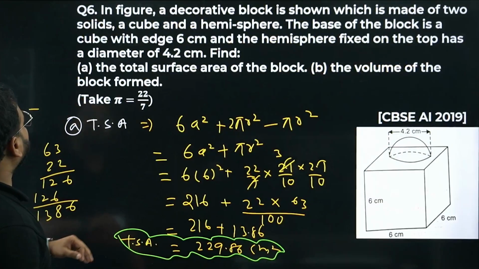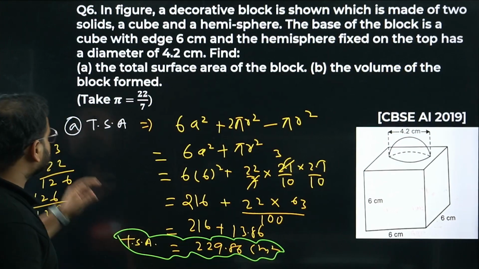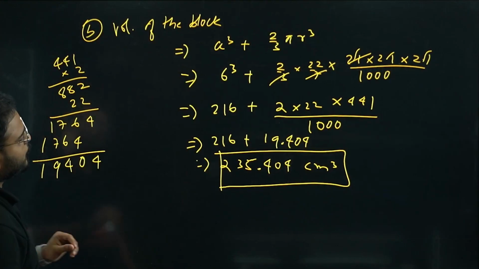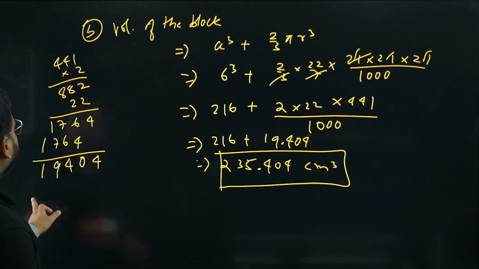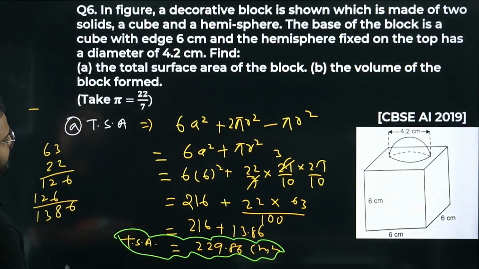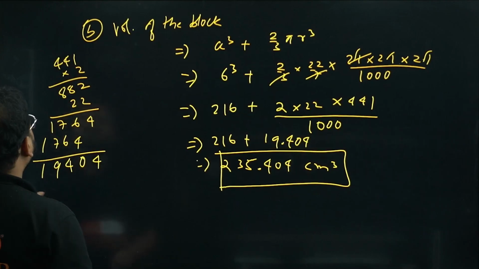So if you check this out over here, this is your answer. Part A answer is 229.86 and part B answer is 235.404. Have a look, okay. I hope all of this is clear to you. Yes, okay, sir. So question number 6 is done. Moving on to question number 7.